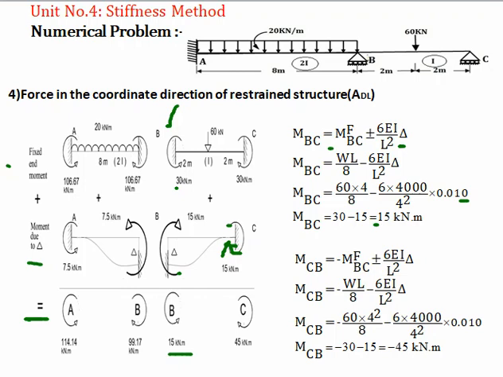Now find out moment at end C. So MCB, let's call it, is equal to minus MFBC. This is an end moment due to the fixity plus minus 6 EI by L square into delta. This is the moment due to the sinking of the support. So due to the sinking of the support, we know that there is a moment generated at C and it is in a clockwise direction. That's why here is a minus sign. So fixed end moment at C is in a clockwise direction, so it is minus.